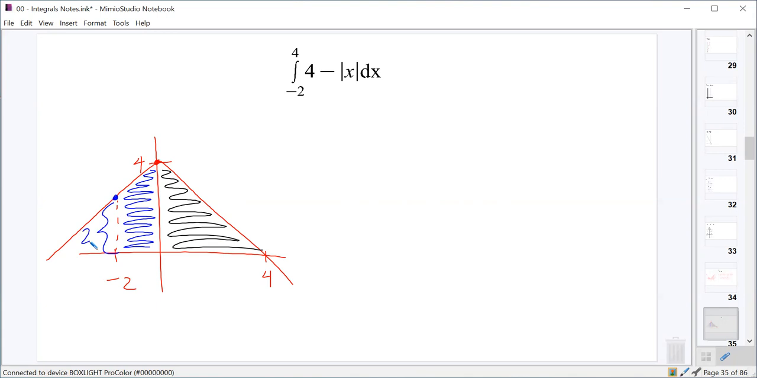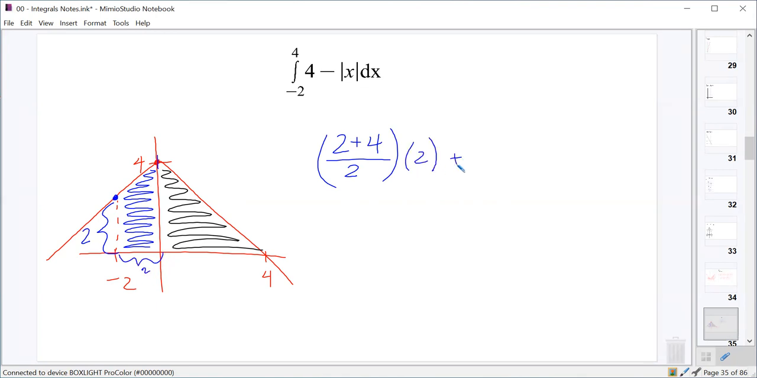So our first base is going to be 2, and our second base is the height here in the middle. That height is 4, so 2 plus 4, and then average the bases, base 1 plus base 2 divided by 2, times the height, and that height is extending from -2 to 0, which is 2.